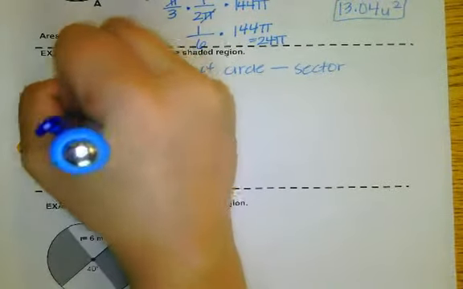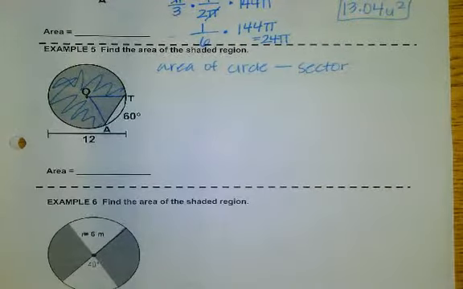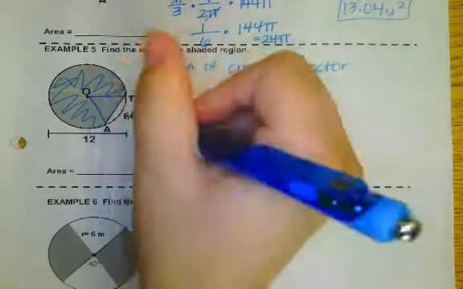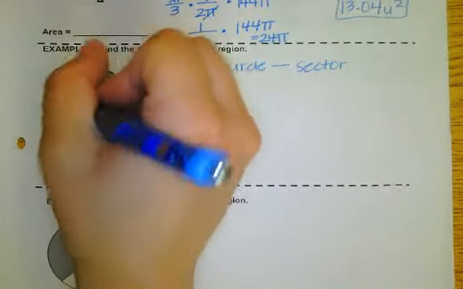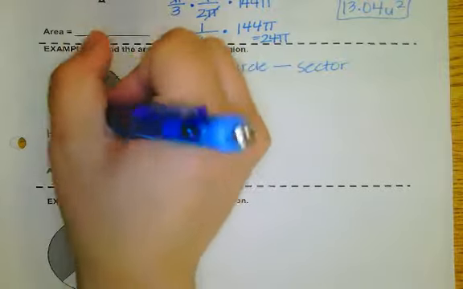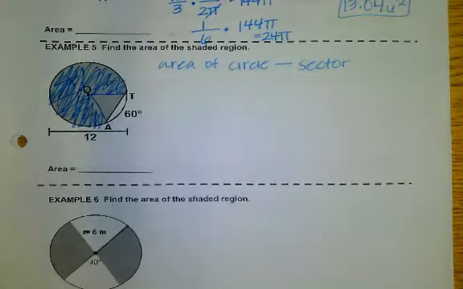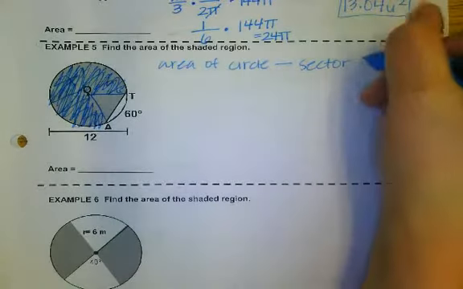So right now I have the circle minus the sector. So I have what's shaded in blue, but I want the whole shaded area in gray. So what do I need to do? Add the triangle, because I need to add this shaded part. Basically, we're doing area of circle minus sector plus triangle.